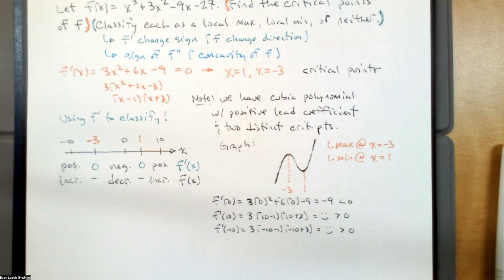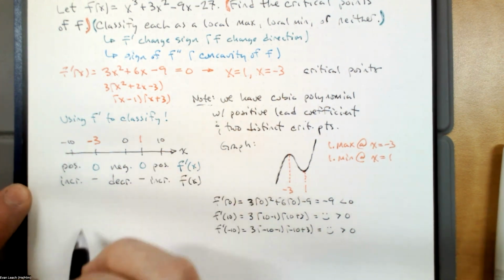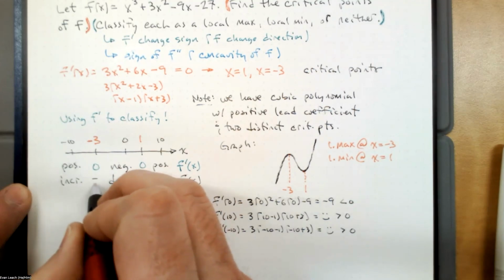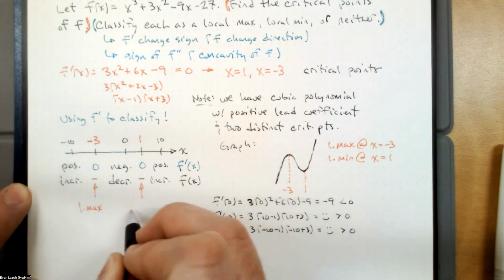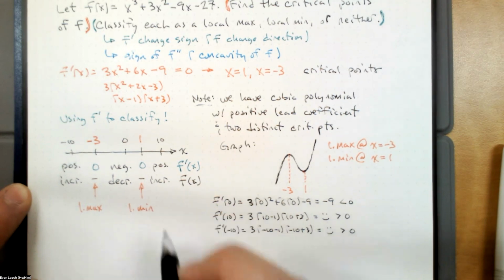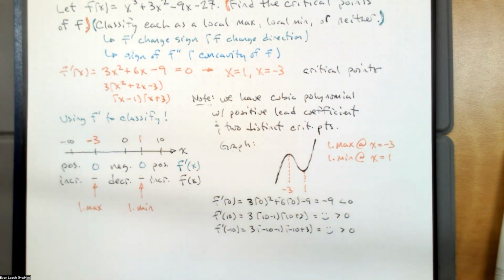So we see that the derivative goes from positive to negative to positive. So the function is going from increasing to decreasing to increasing. And that tells us that we have a local max at -3 because we go from increasing to decreasing, and a local min at 1 because we go from decreasing to increasing, using the first derivative to classify.